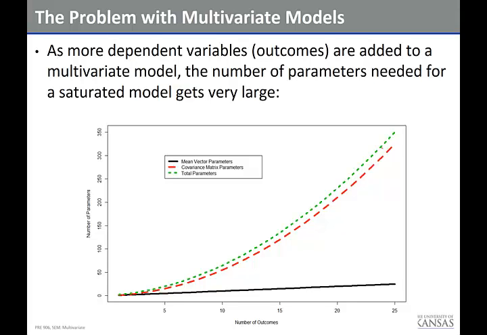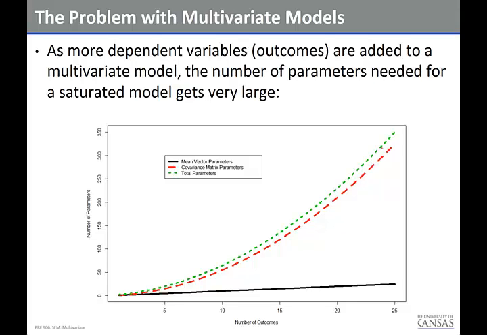Here, we only have a couple parameters themselves, but this is a plot where the green line represents the total number of parameters in a multivariate model based on the number of outcome variables you have. Right? The black line is the number of means that you have, essentially. These are your mean vector size. And the red line is the variances and covariances. So you see this quadratically increasing function.